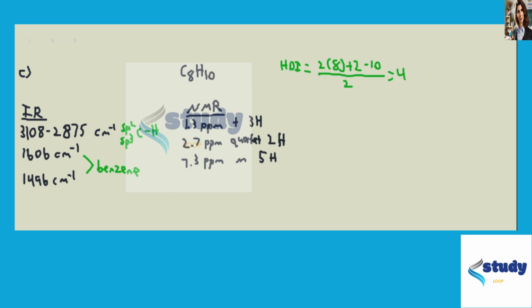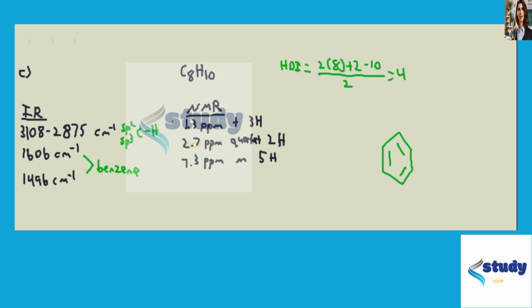Okay, part C, I approached it the exact same way. The HDI, again, is 4. Again, our IR doesn't really tell us much. It confirms the presence of a benzene ring, so we can go ahead and draw that in. Looking at our NMR, I'm going to start at the bottom. That's a 7.3 ppm multiplet that integrates to 5. That tells us that this is a mono-substituted aromatic ring.